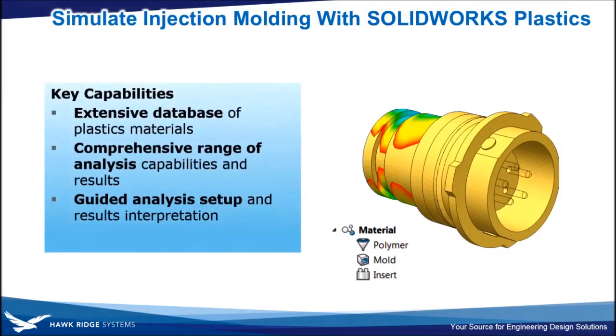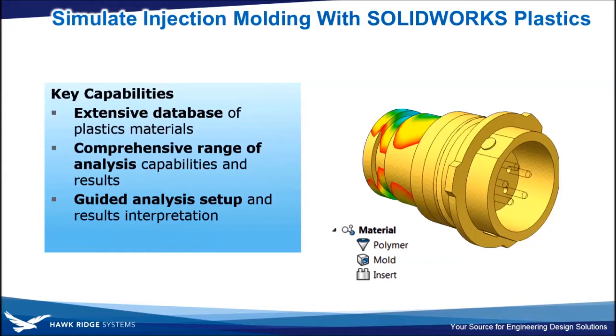So SOLIDWORKS Plastics can do this because it has a large database of not only plastic materials, but actually metals as well, which, as you'll see, will be important for insert overmolding. And it allows us to simulate the injection of the molten plastic into the cavity of the mold without actually needing to model the mold, and getting a huge variety of results which can predict whether it's even possible to fill this part, how long it will take, if there are going to be any quality issues that we need to be aware of.